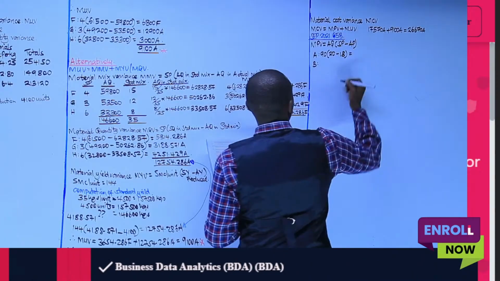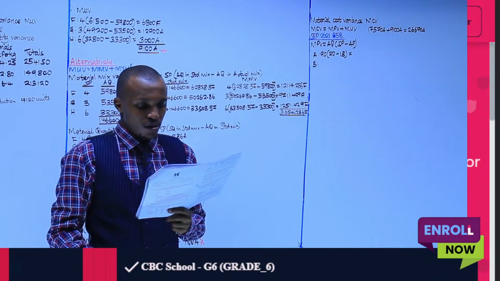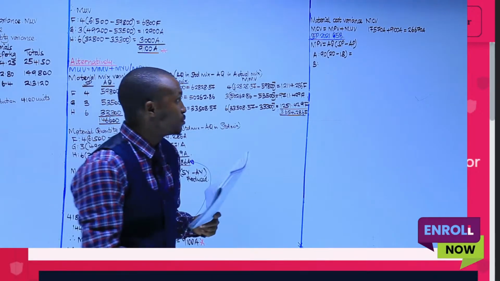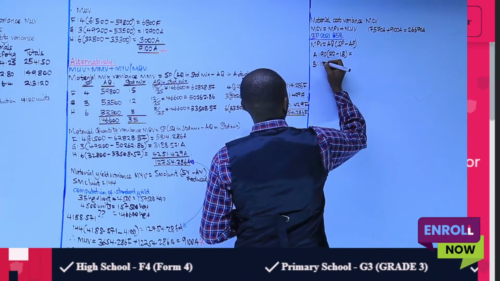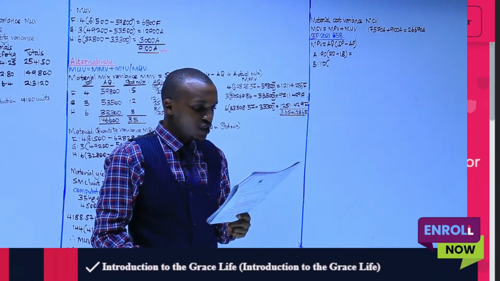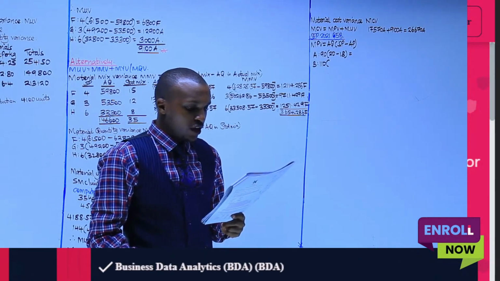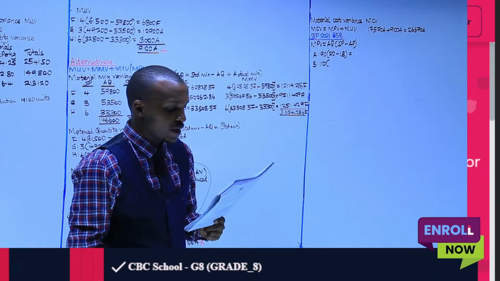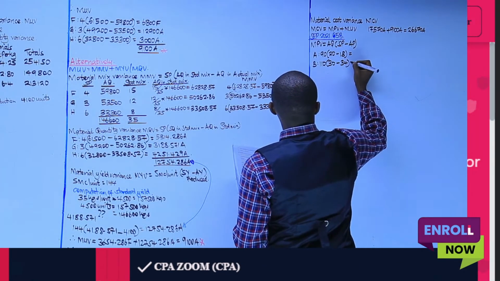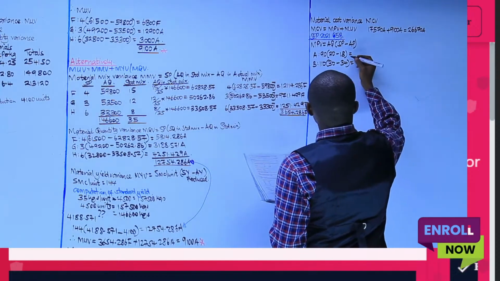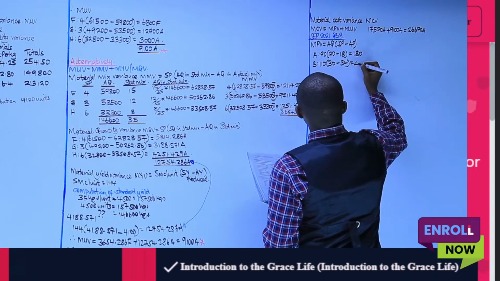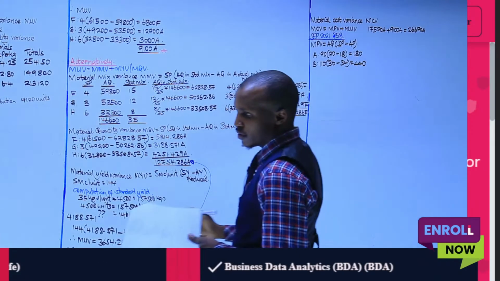For material B, your actual quantity was 110, standard price per kg was 30 and your actual price per kg was 34. 30 minus 34. This must be 180. That must be 440.